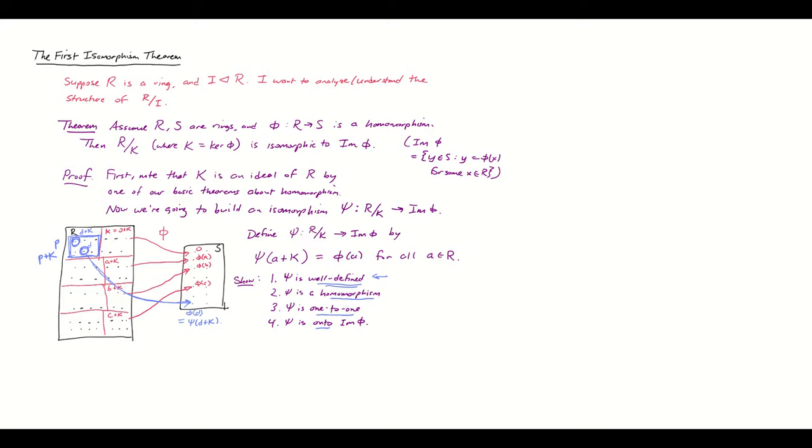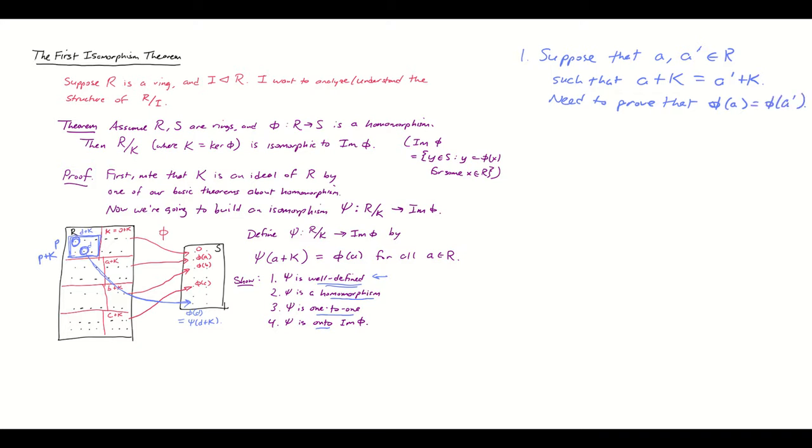So we need to have some way of showing that whatever element from this coset we pick, we're going to end up mapping this coset to the same element, which is this one right here. All right, so what we need to show, we need to suppose that a and a prime are elements of R such that a plus K equals a prime plus K. And we need to prove that phi of a is equal to phi of a prime.